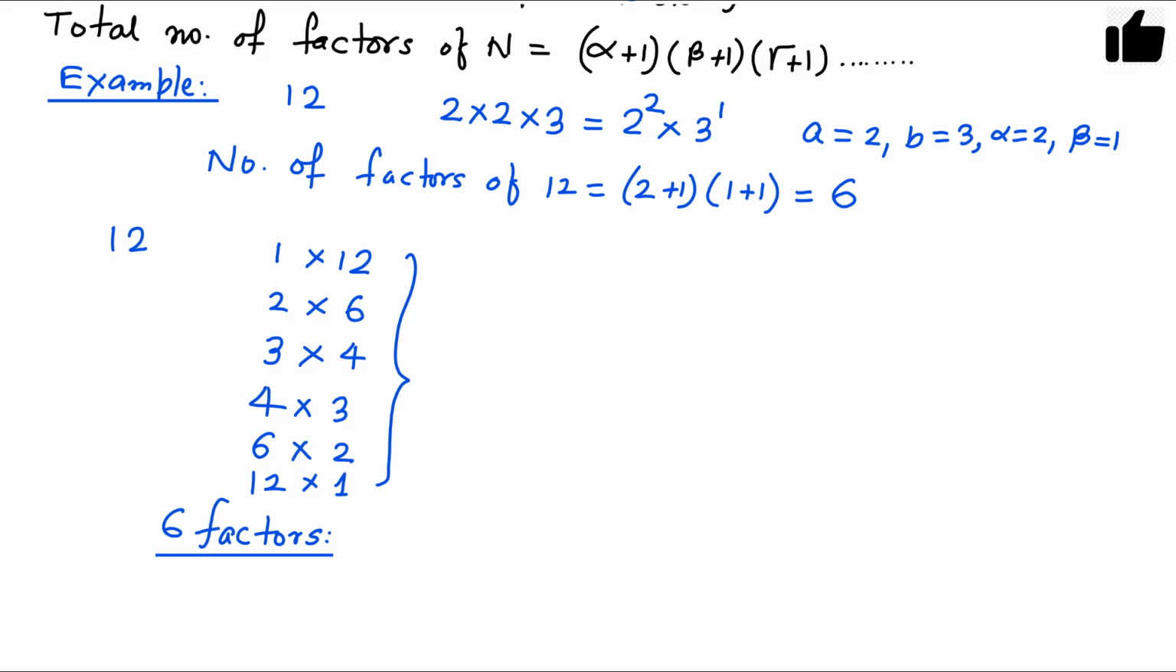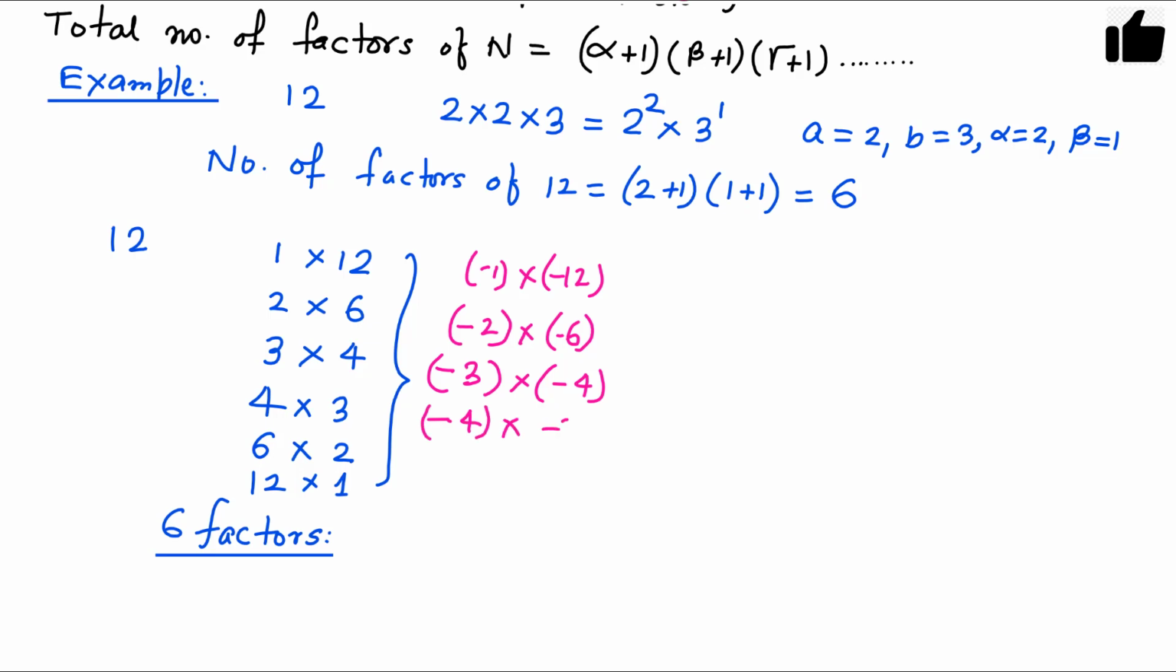Now if you also consider the negative numbers, in that case you can have 6 more factors. If you consider the negatives also, then we'll have minus 1 times minus 12, minus 2 times minus 6, and then minus 3 times minus 4. Similarly, minus 4 times minus 3, minus 6 times minus 2, and minus 12 times minus 1. So if you consider negatives also, then you will have 6 more factors, coming from the negative side.